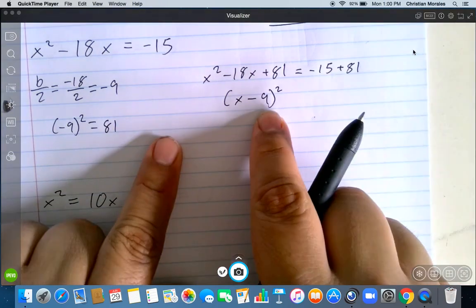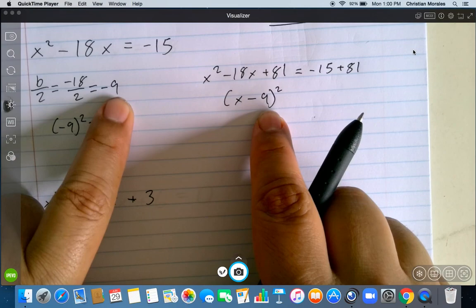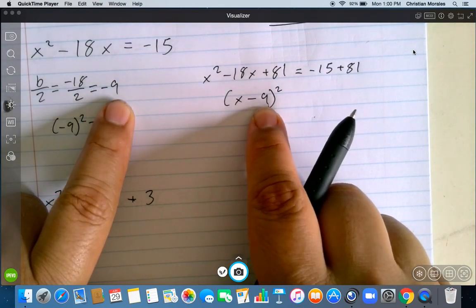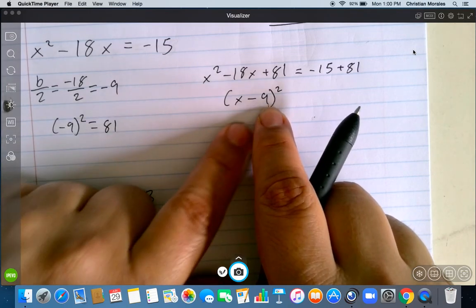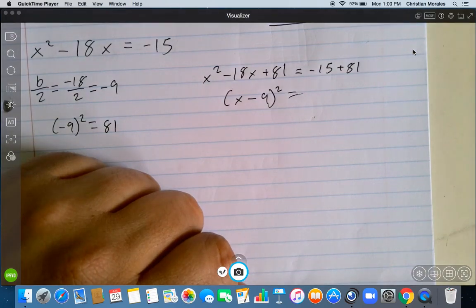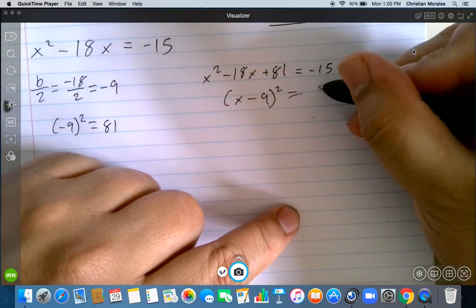Now, if you're asking where I get the minus 9, it's when you split it in half. The way you split it in half is how you get the length and the width number. So that number is in your factored form. On the other side, 81 minus 15, I get 66. Okay.